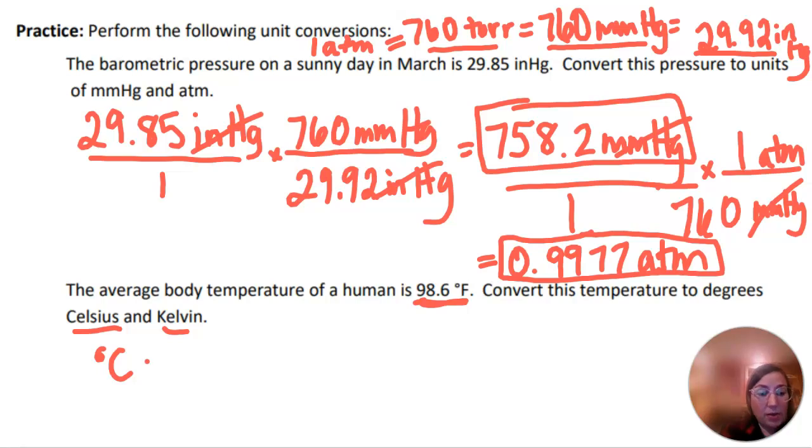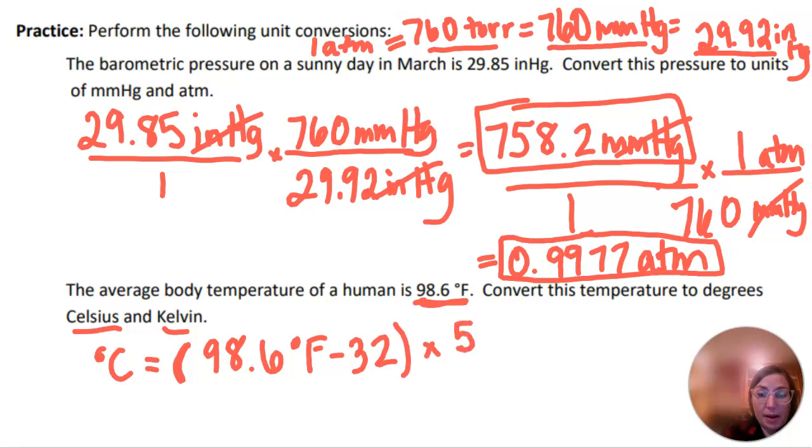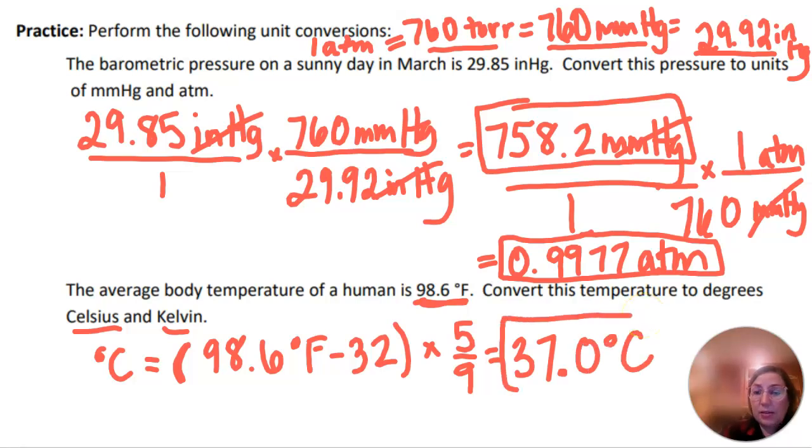Okay, so what are we going to do? Well, first, to get to Celsius, we're going to take our 98.6 Fahrenheit, subtract 32, and then multiply it by 5/9. So we just go back to that formula, pick the right one, plug that all in, and we should get 37 degrees Celsius. So that's actually a really great number to have in your back pocket if you're interested in any medical profession: knowing body temperature in Celsius. It's 98.6 Fahrenheit. Know that it's 37 Celsius.